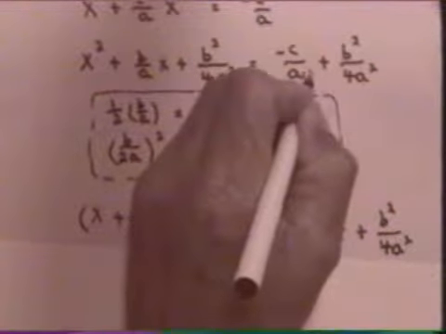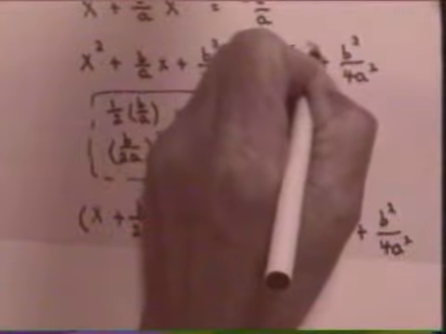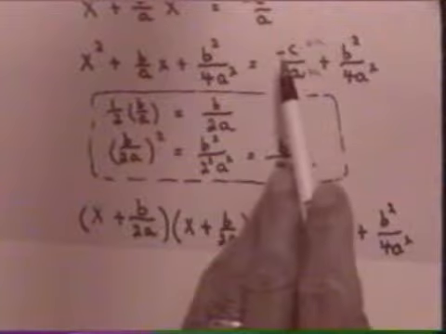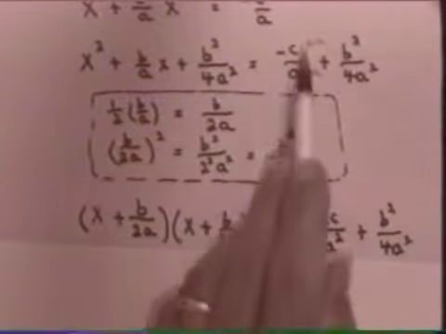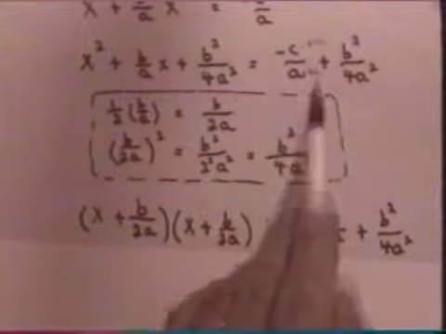Now on the right side, I need to get the common denominator. The common denominator between a and 4a squared is 4a squared. So I needed to multiply the a by 4a. If I multiply the bottom by 4a, I have to multiply the top by 4a. Now the opposite of c times 4a is a negative 4ac. a times 4a is 4a squared. So by multiplying the numerator and denominator by 4a, I get the common denominator for both fractions.